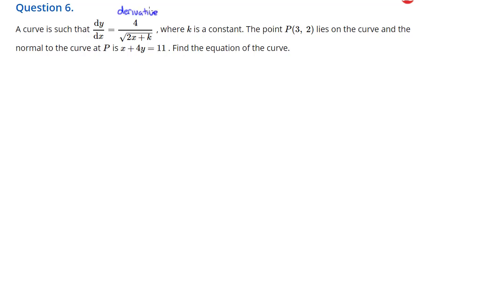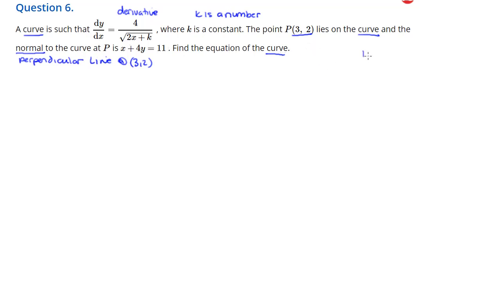Problem number 6, they're giving us a derivative and they're telling us that k is a constant, which just means it's a number. They're telling us that point P, (3, 2), lies on the curve, and the normal to the curve at point P is x plus 4y equals 11. That's a perpendicular line, and it's going to be at (3, 2). And they want us to find the equation of the original curve.